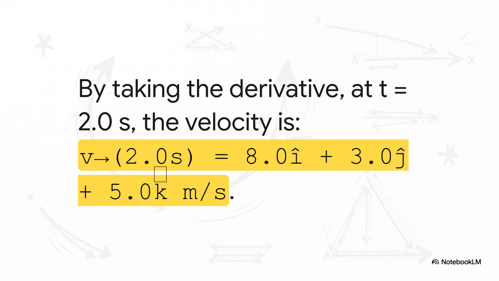Now, we're going to use a little calculus tool called a derivative. Don't worry, we're not going through the math, but it lets us transform that position recipe into a recipe for velocity. So if we ask, what's the velocity at exactly 2 seconds? The math spits out this answer. It tells us the particle is moving 8 meters per second in the x direction, 3 in the y, and 5 in the z, all at that one single moment.